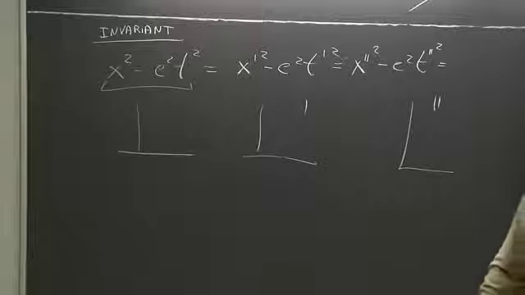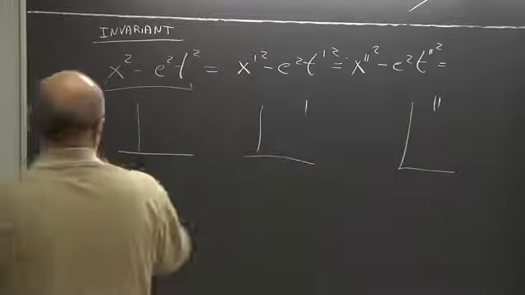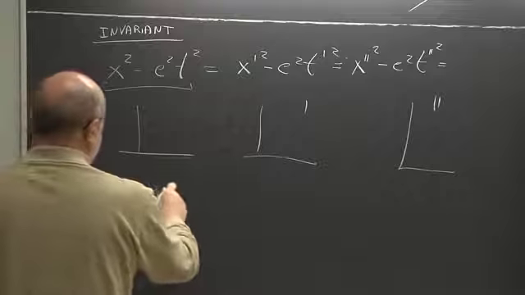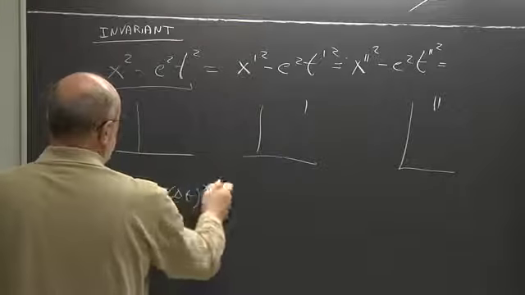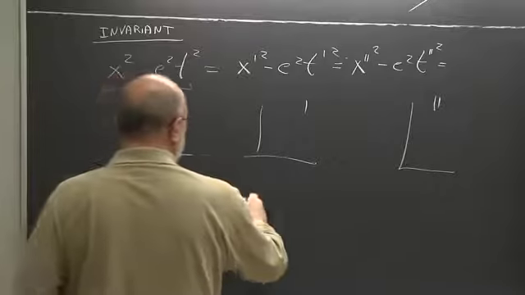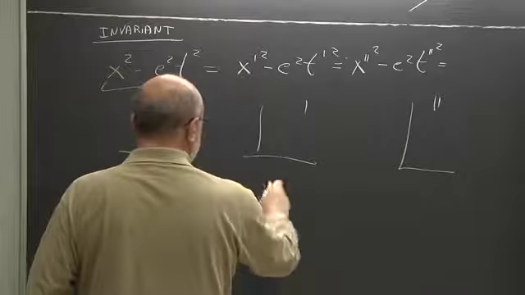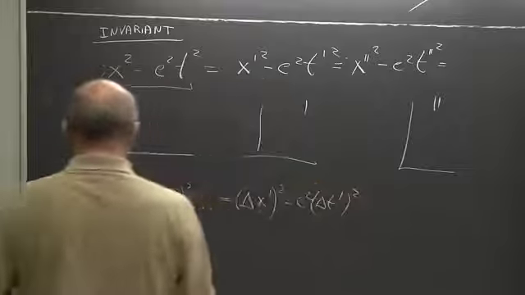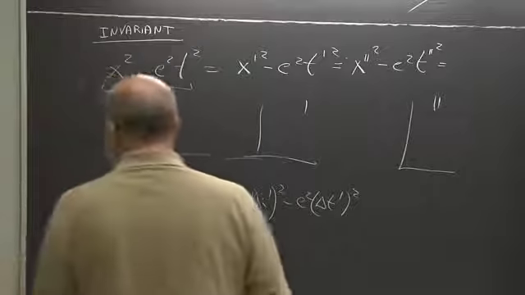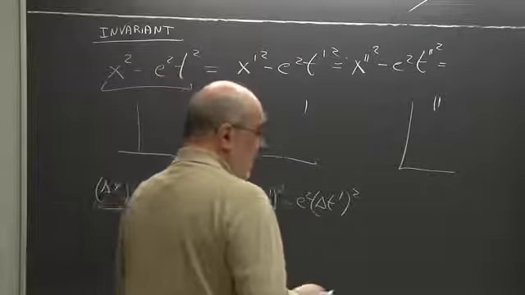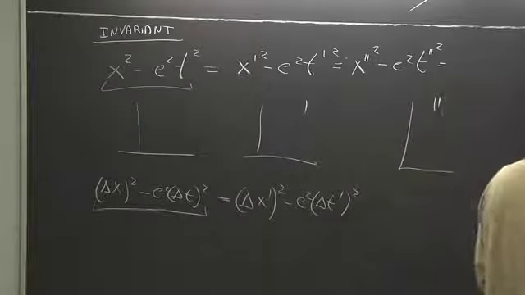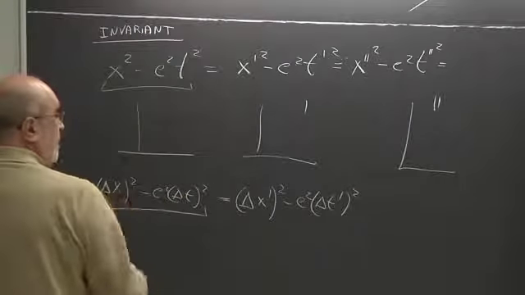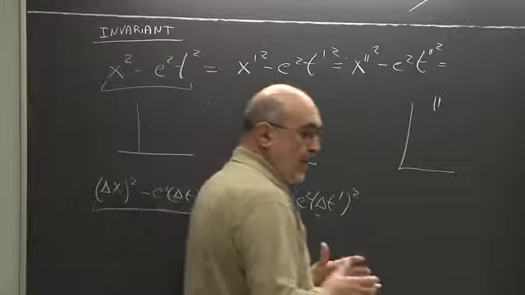Also, if instead of taking the point, you take the space interval and the time interval between two events, this is also invariant. That means delta x prime square minus c square delta t prime square is invariant. And as you have seen, the Lorentz transformation mixes space and time. So this is a sort of space-time invariant.